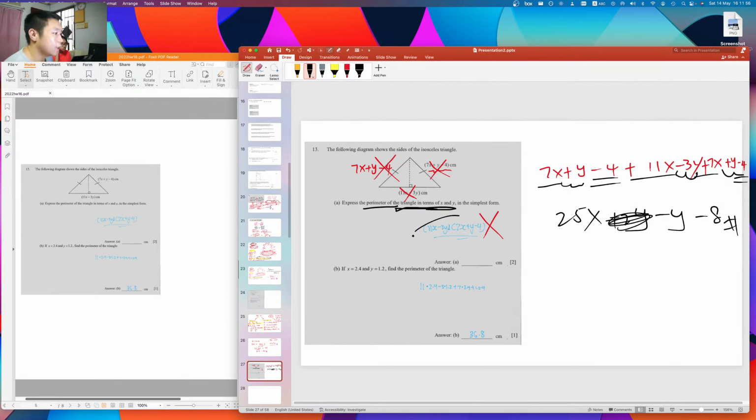I don't understand why you times them. So you are telling me you use the base, you times the slanted height. What is this? Base times slanted height. What's this formula?